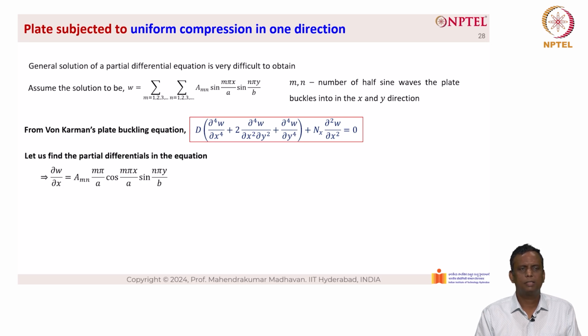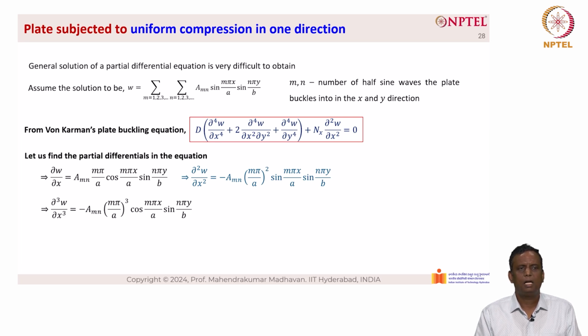Here ∂W/∂x is equal to A_mn into (mπ/a) into cos(mπx/a) into sin(nπy/b). So when we differentiate it twice, we get cos as minus sin. So we have minus A_mn into (mπ/a) the whole square into sin(mπx/a) into sin(nπy/b). And ∂³W/∂x³ is minus A_mn into (mπ/a) the whole cube into cos(mπx/a) into sin(nπy/b). When we differentiate it the fourth time, we have ∂⁴W/∂x⁴ equal to A_mn into (mπ/a) the whole power 4 into sin(mπx/a) into sin(nπy/b).